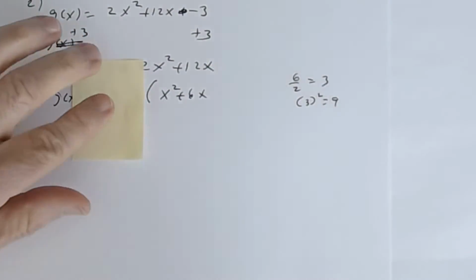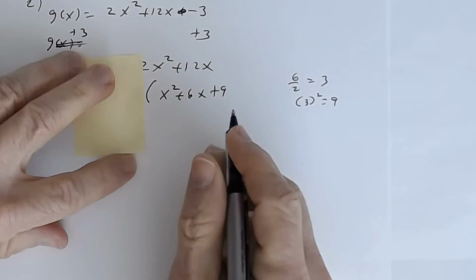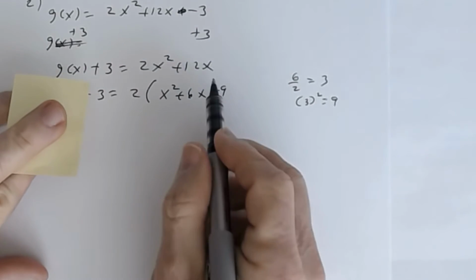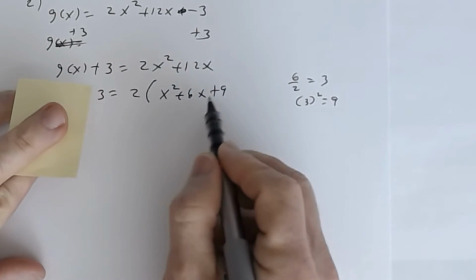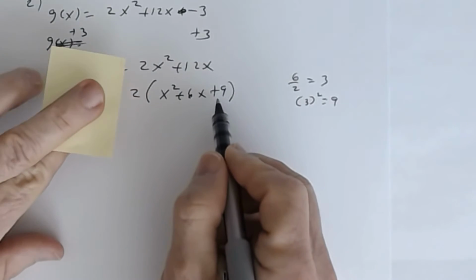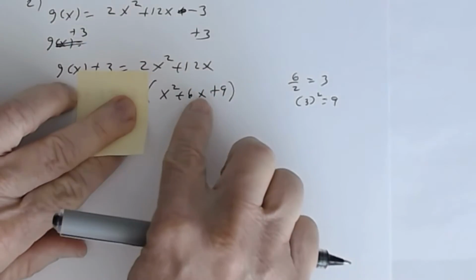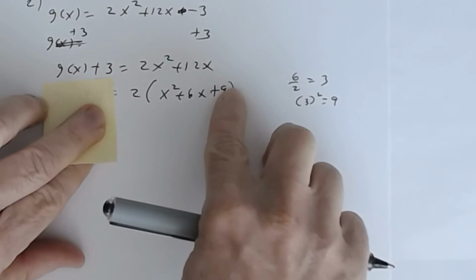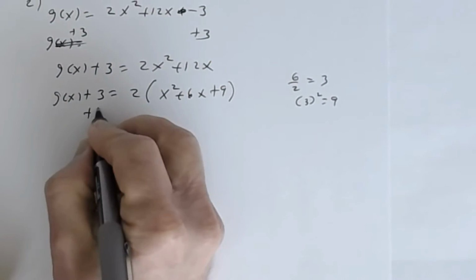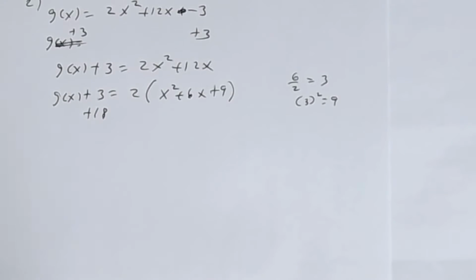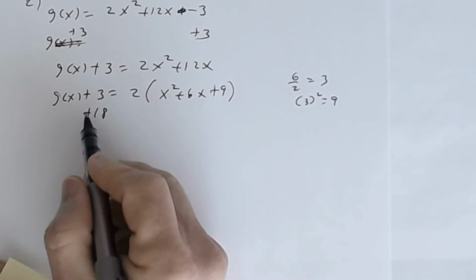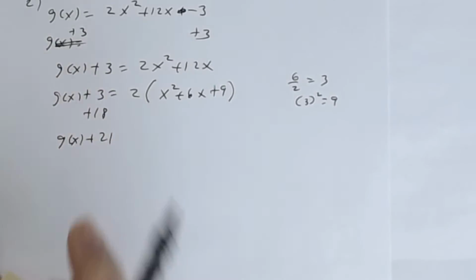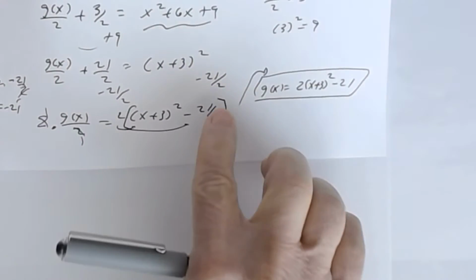You are going to add 9 here, but remember, you don't add 9 here, because that 9 is being multiplied by this 2. So even though you're saying I'm adding 9 here, that's not really adding 9 to the right side. You're adding 18 to the right side, which means you have to add 18 here. Okay? So you got to be careful. And so now we get g of x plus, and then 18 plus 3 is 21. See that 21 right here.